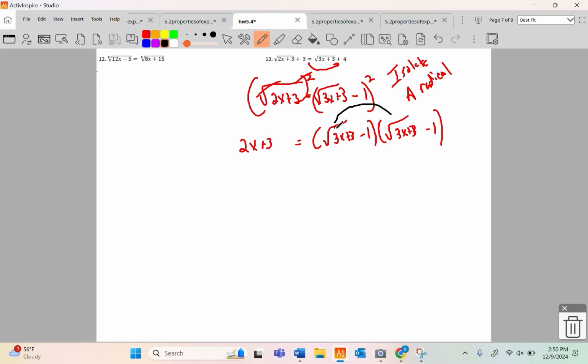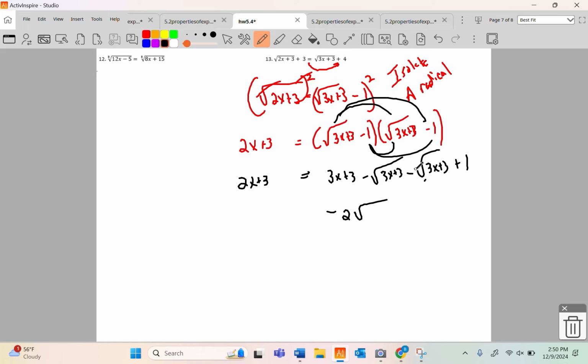A square root times a square root is the quantity inside. Then we're going to have take away a root of 3x plus 3, take away another root of 3x plus 3. And then we have a plus 1, still equal to 2x plus 3. Now what you'll see here is you have negative 2 of these guys, because a negative 1 plus a negative 1 is negative 2, and still a 3x plus 3 on the inside. And I'm going to move all this other stuff over. All right, so 2x minus 3x is a negative x. 3 minus 3 is nothing. Take away that 1 is minus 1.